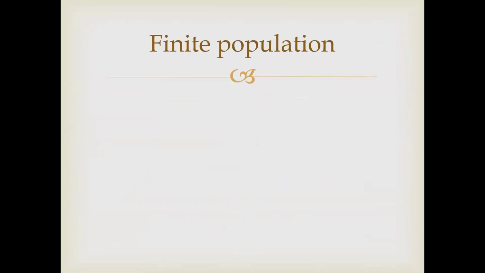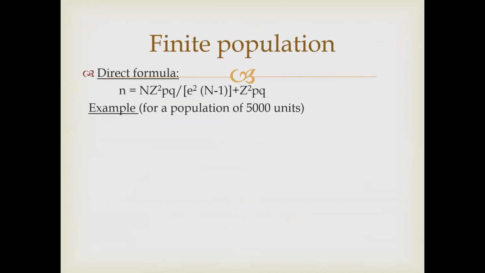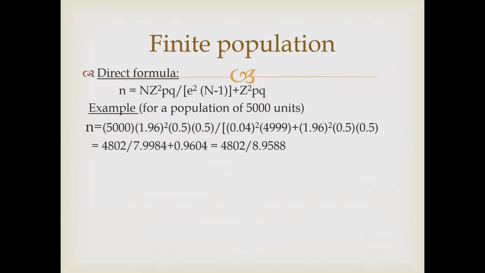There is also a direct formula, but it is too complicated. So you can take the other formula for indefinite population and adjust it. You will get the same sample size, 536. If you apply the direct formula also, you get the same sample size, 536. Okay.